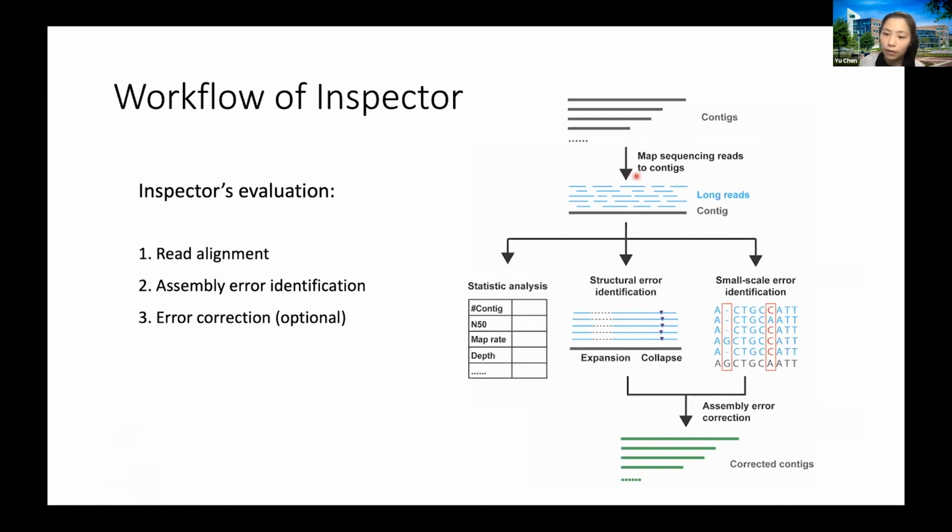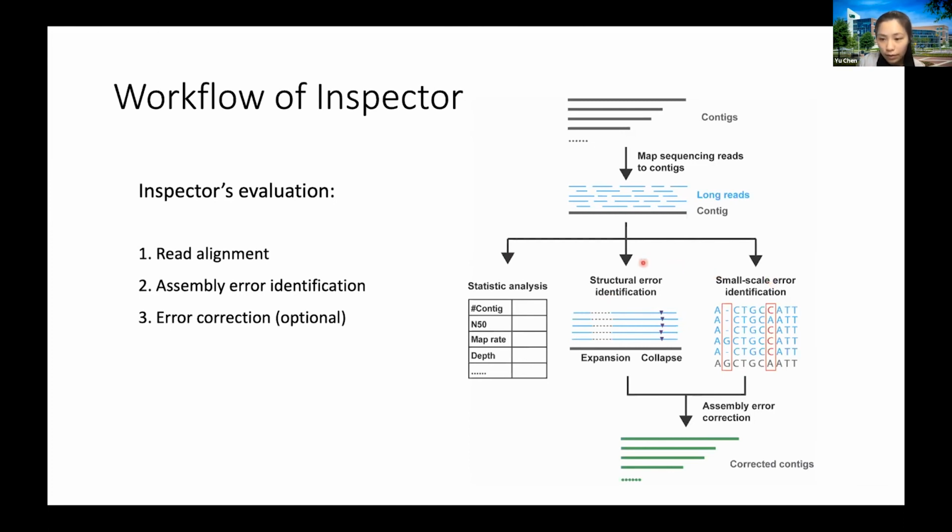First, the reads are aligned to the contigs with minimap2, and then we can calculate metrics for continuity analysis, including the number of contigs and N50, mapping rate and other metrics. And then we will identify the structural errors that are longer than 50 base pairs, and also the small-scale errors which are shorter than 10 base pairs.